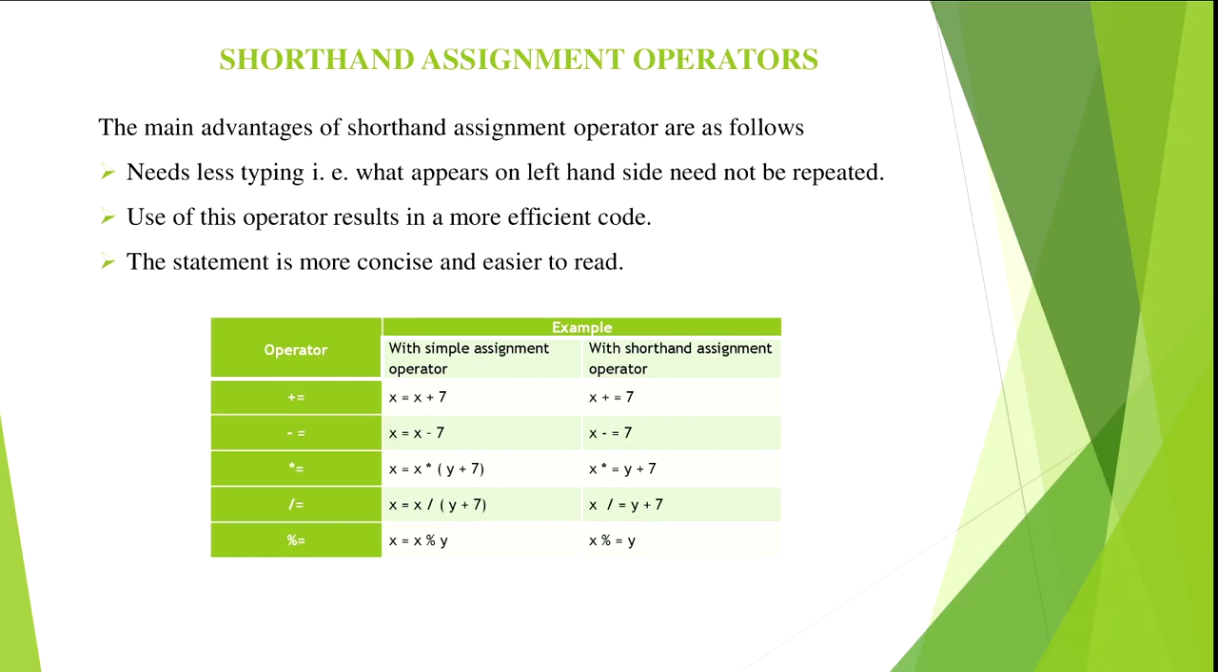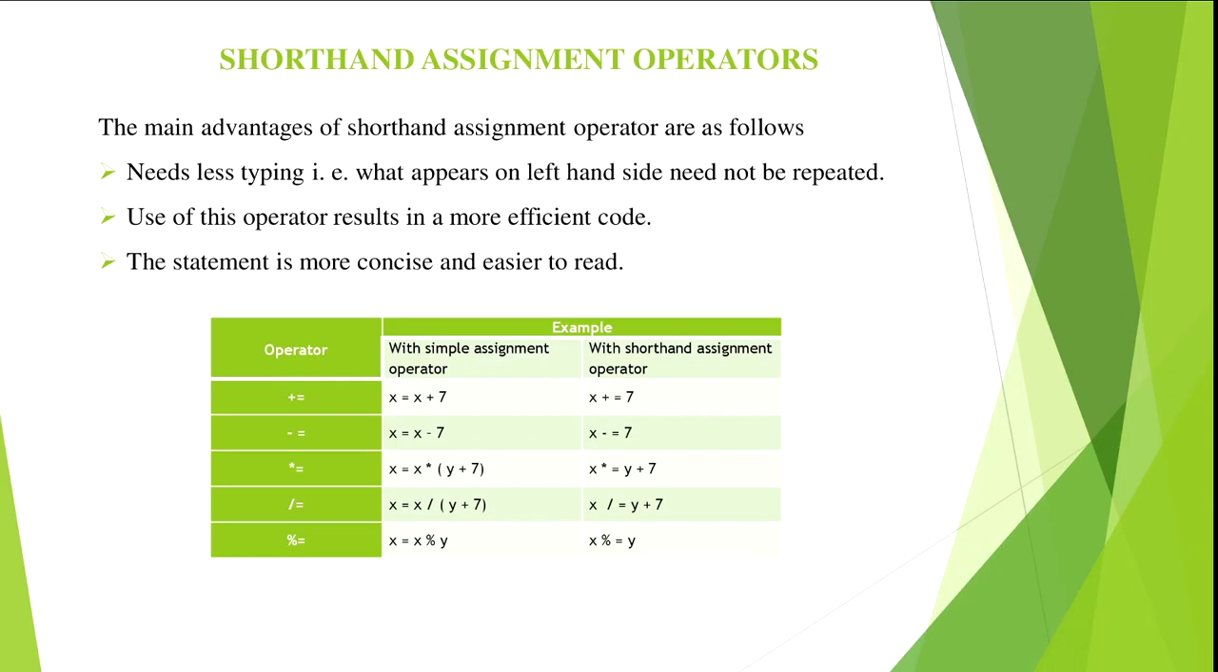Now you see in the table there are various shorthand assignment operators: plus equal, minus equal, multiply equal, division equal and modulo equal. The first example I just explained. Similarly, the second example, minus equal: x equal to x minus 7. If I write the same expression using the shorthand assignment, you will get x minus equal 7.